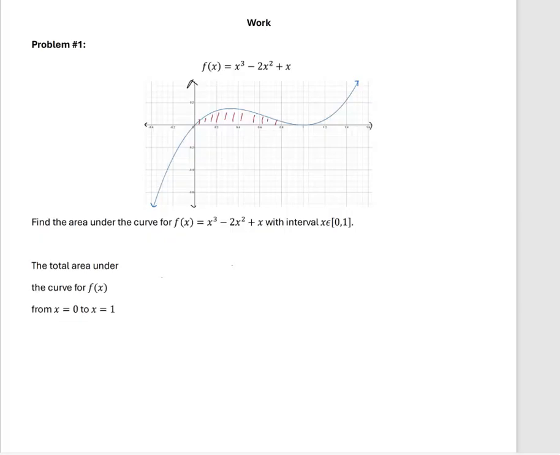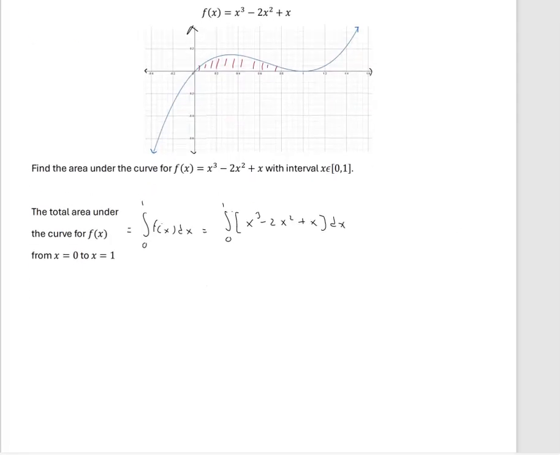So for this problem, we're simply looking at the actual integral from 0 to 1 of the function f of x dx, which translates to the integral from 0 to 1, and then we're integrating an x to the third minus a 2x squared plus the values of x, and then technically dx.